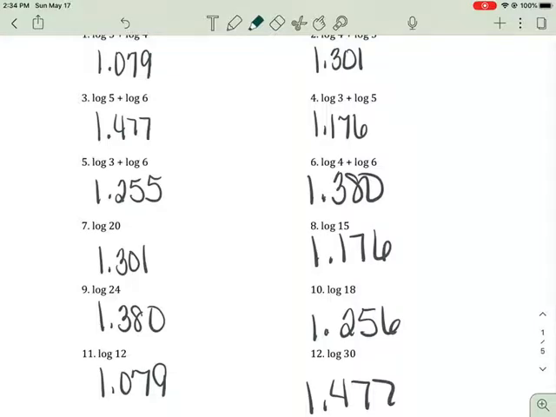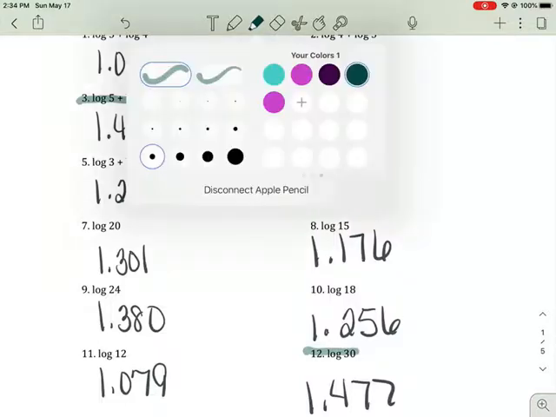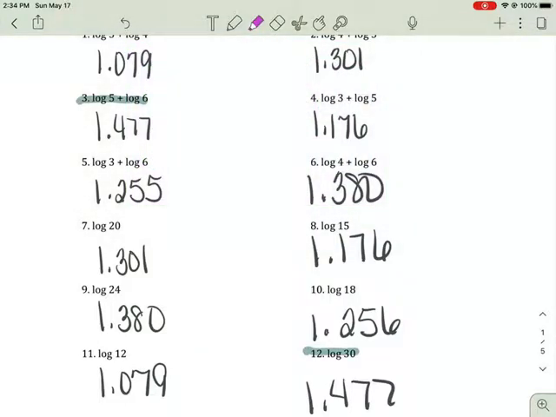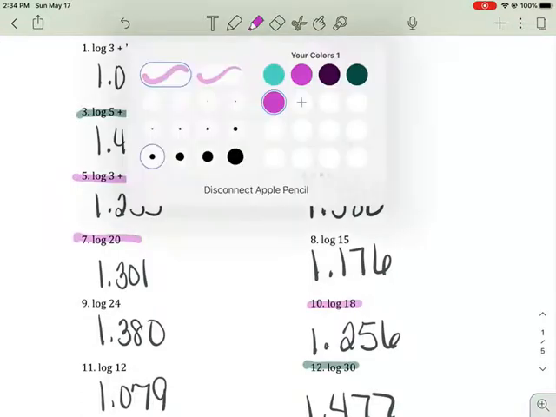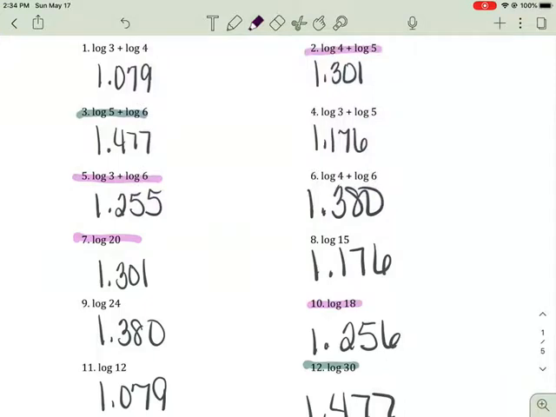So 1.477 is here and here. 1.25 right here. 1.301. Okay, let's change colors so we get a different color. 1.38. Oh, that's this one and this one. And 1.079 and 1.079.